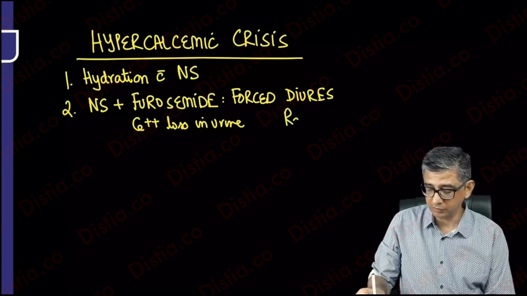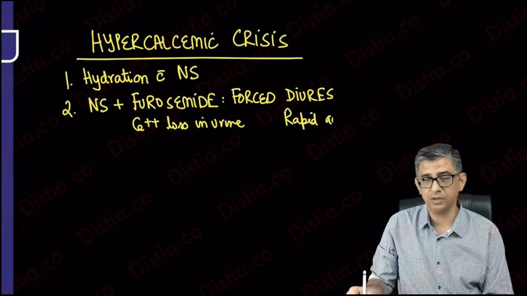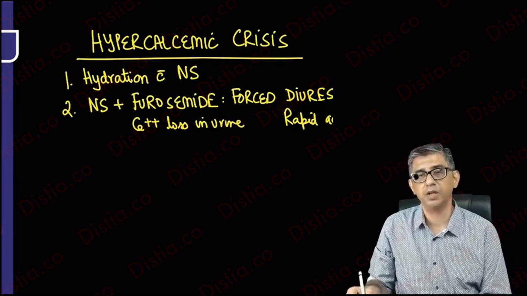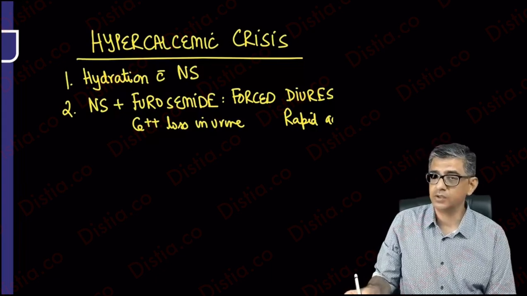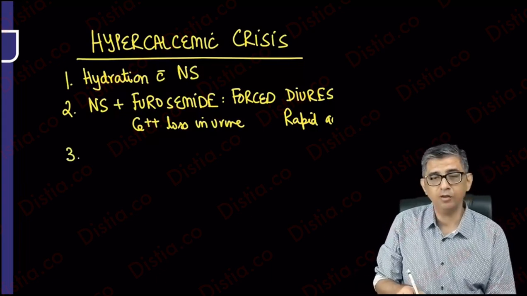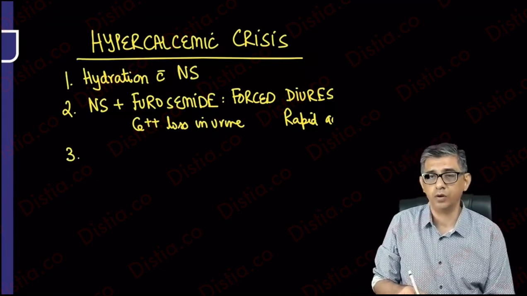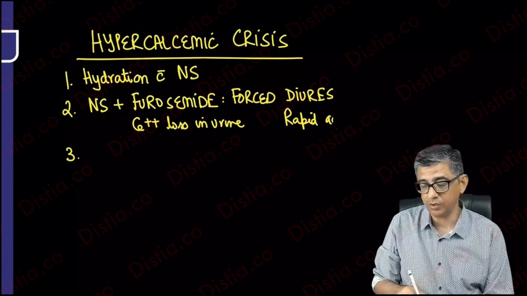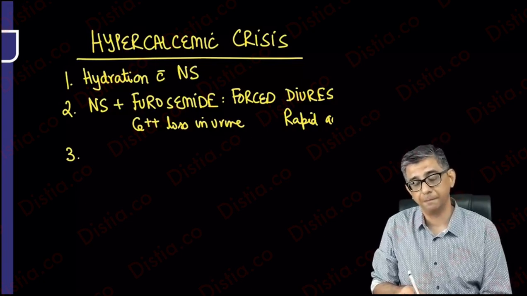So initially, if he just says, what is the first line management for a person with hypercalcemia or hypercalcemic crisis, then the answer is normal saline and hydration. And then subsequently, we will be adding furosemide to the bottle of normal saline, so that we can ensure a forced diuresis in the patient.